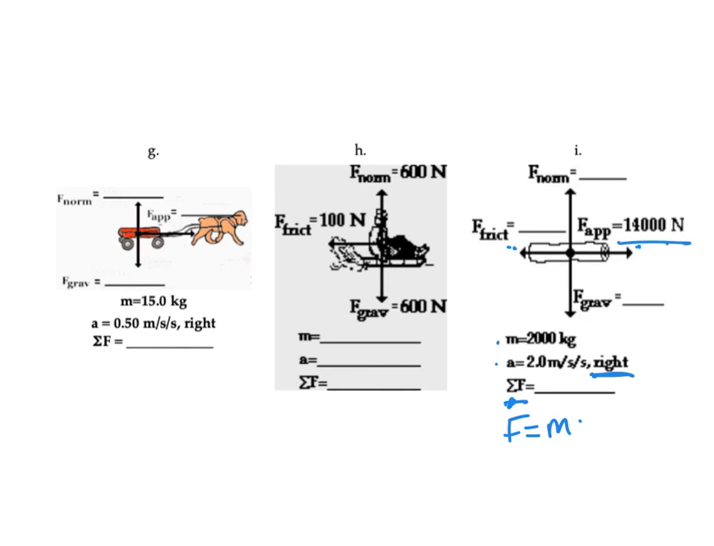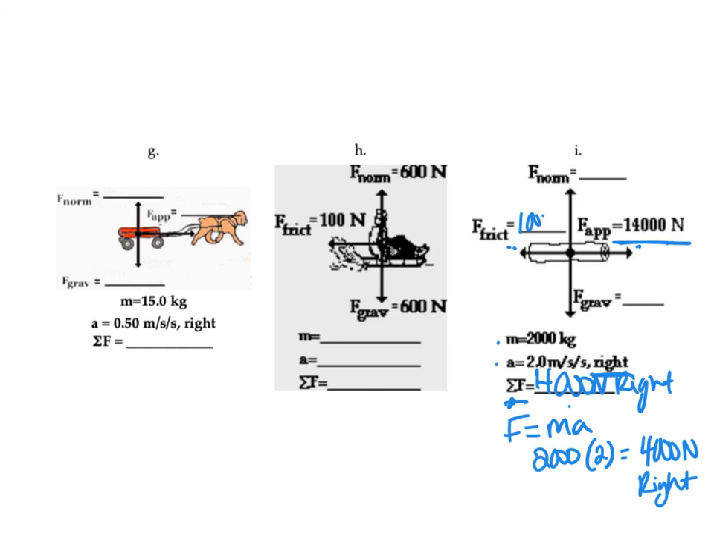So F equals ma is 2,000 times 2 for your acceleration, which is 4,000 newtons. And it's going to go to the right since it says your acceleration is going to the right. And those will always go the same direction. So 4,000 newtons right. So that means if I go back, I want this right arrow to be 4,000 bigger than the left one. So I'm going to subtract 14,000 minus 4,000, and this will be 10,000 newtons.